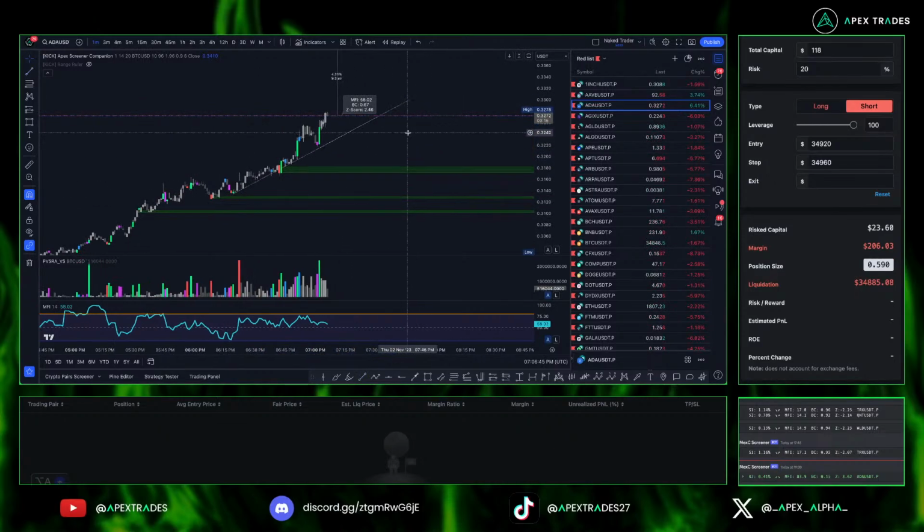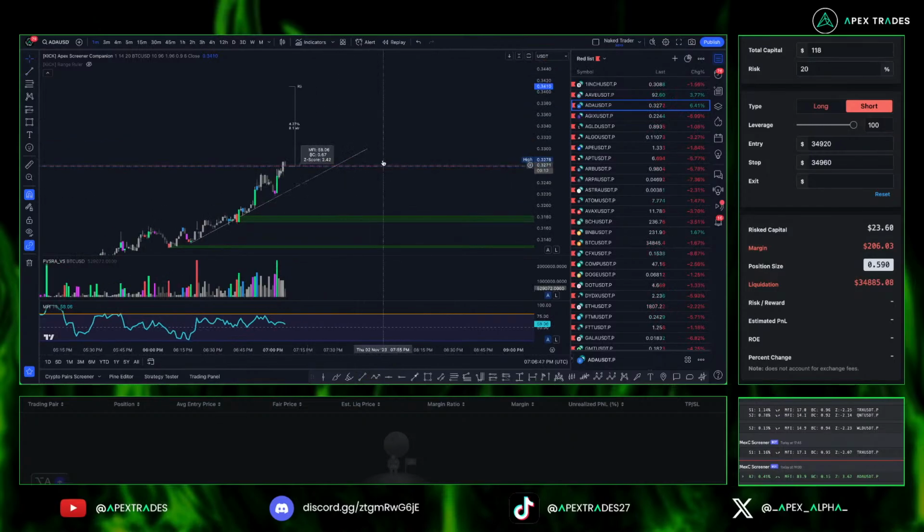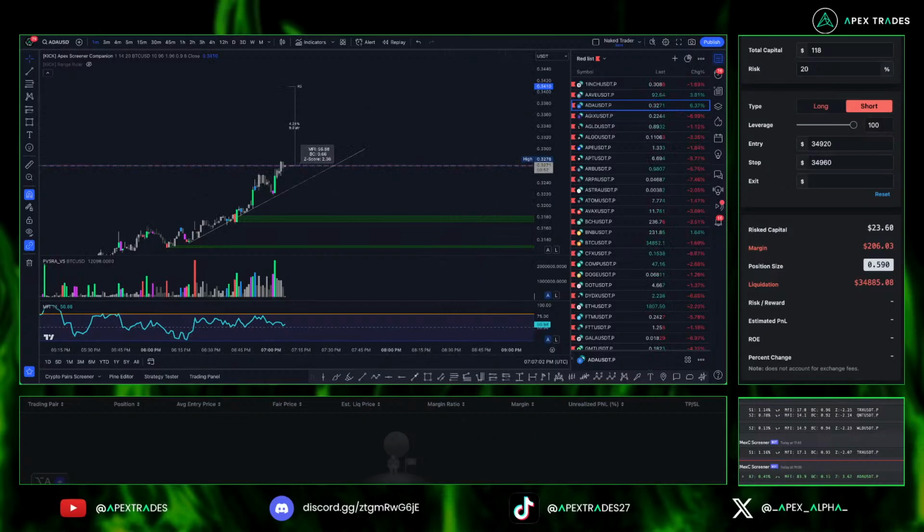So what I'm looking for is a break and a retest. But we are approaching R3 here. So I need to just do a quick calculation on ADA also. We're looking at about 33 cents to about 33.60, right? 33 cents to 33.60. Let's go back on the calculator.